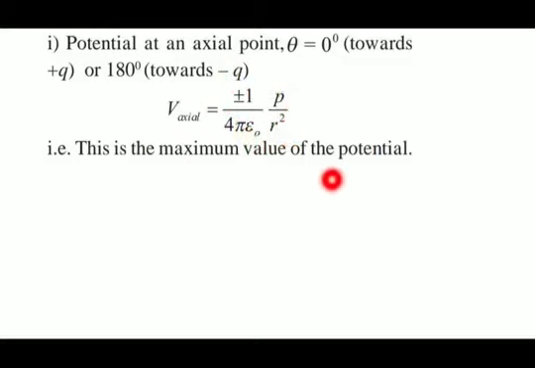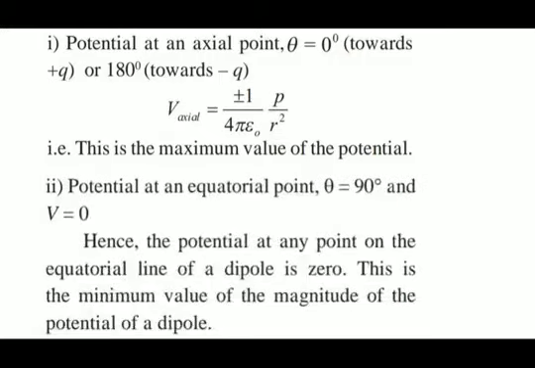So this is the maximum value of the potential. Where are we going to get the maximum value of the potential? At an axial point, that is when theta is equal to 0 degrees, we will get the maximum value of the potential. Now where are we going to get the minimum value of the potential? Obviously, the potential at an equatorial point, that is at theta equal to 90 degrees, V is 0. Hence the potential at any point on the equatorial line of a dipole is 0. This is the minimum value of the magnitude of the potential of a dipole.